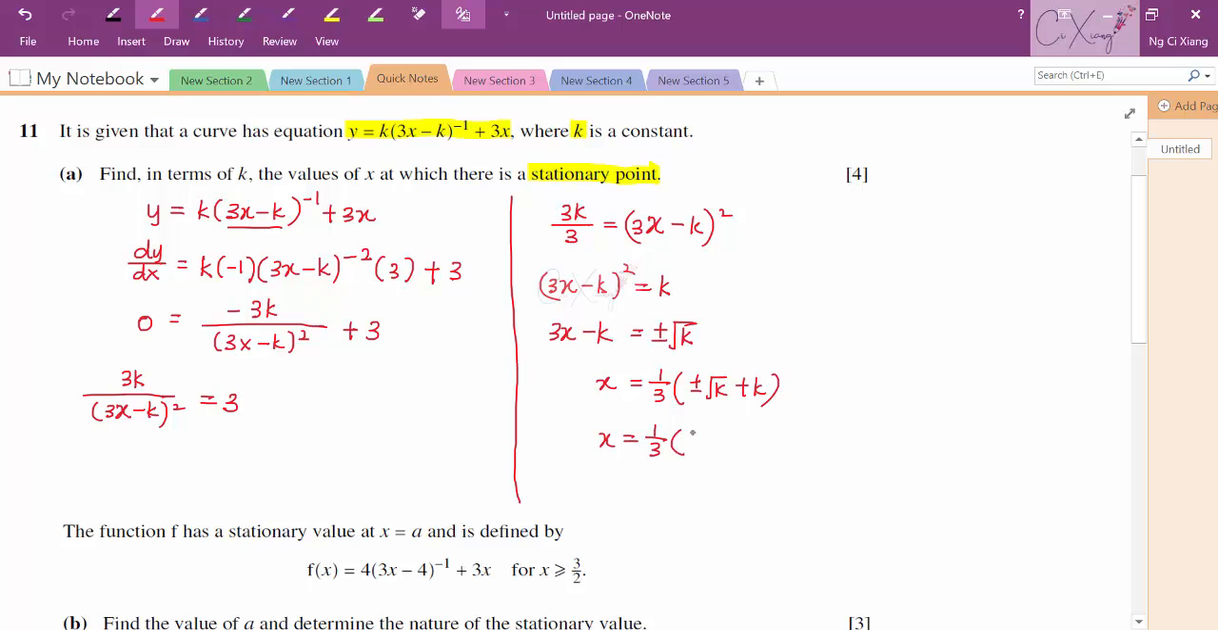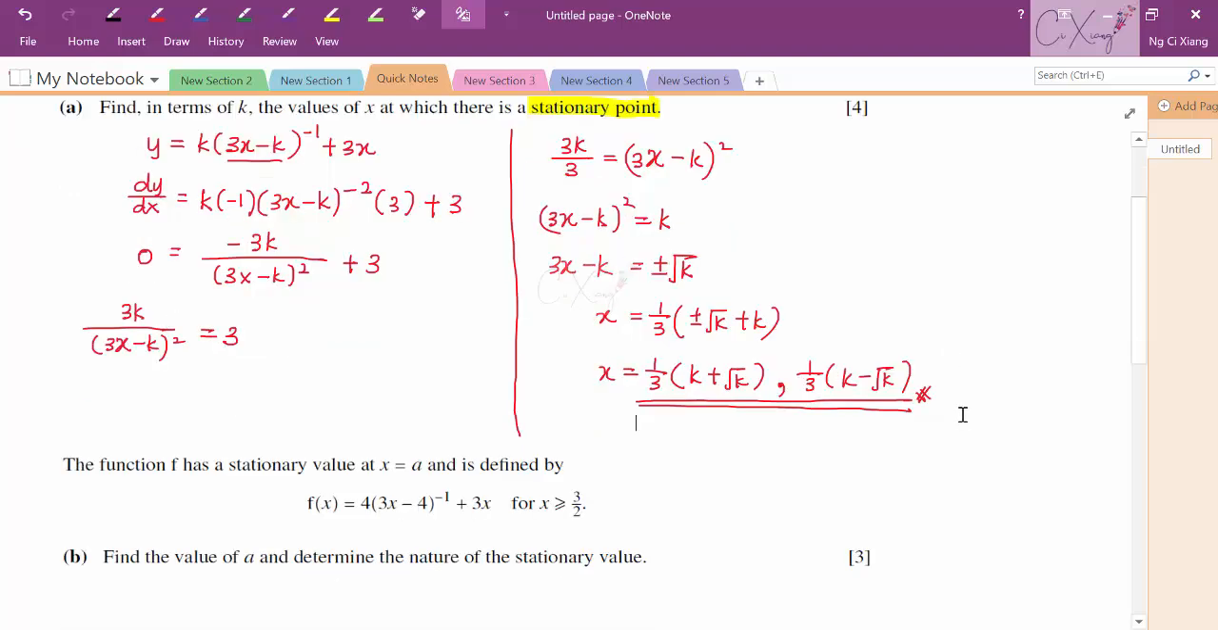So if you want to look at it in detail, generally we are having two answers for this part. The first answer will be k plus square root k. Another answer will be k minus square root k. Okay, so this is the value of x that we can get in terms of k when the curve has a stationary point. Okay, then now we can proceed to part B.